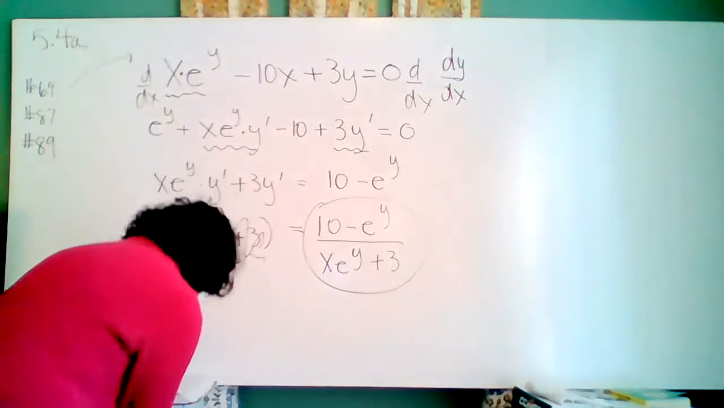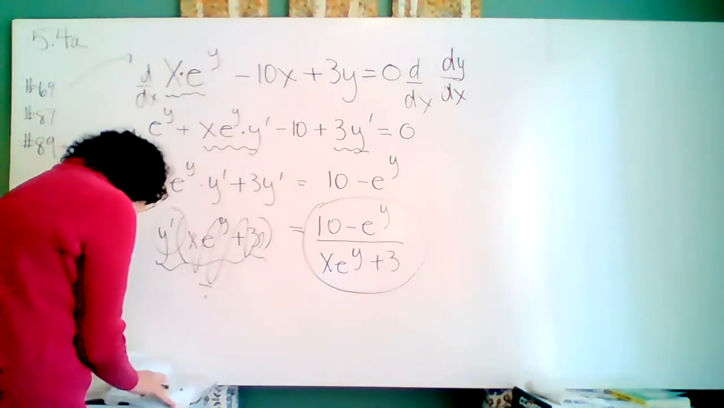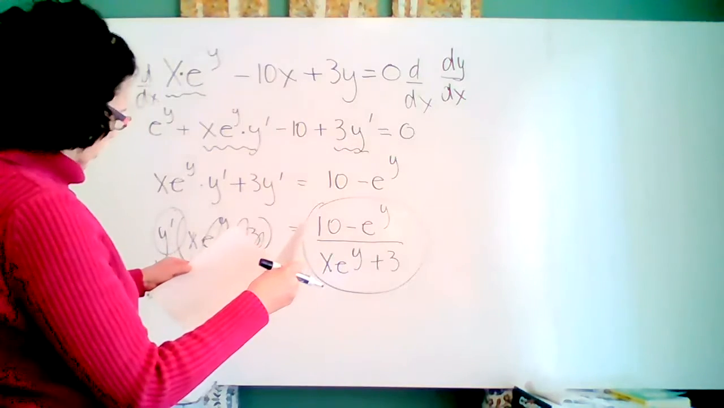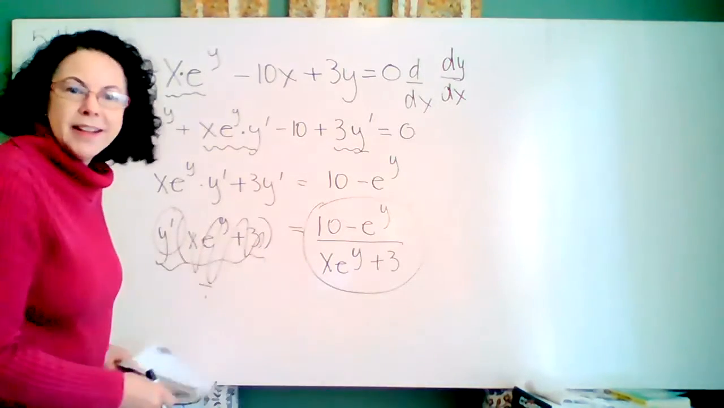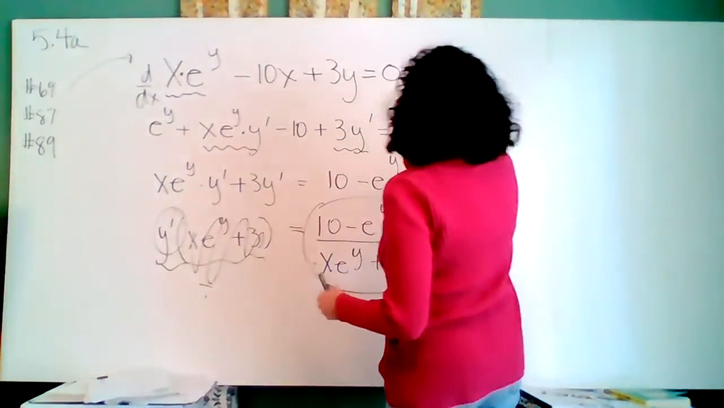And again, quick check, right? Number 69. Let's see how we're doing today. We're doing fabulous. Absolutely correct so far. Let's do number 87.